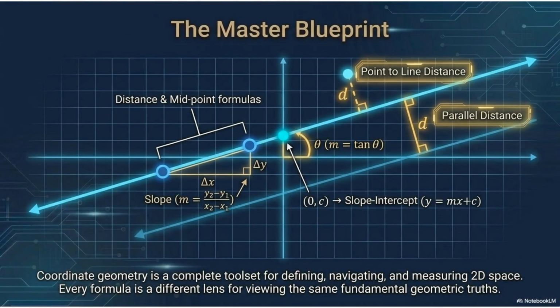In conclusion, coordinate geometry provides a complete toolkit for 2D space. Every formula is merely a different lens for viewing the same fundamental geometric truths.